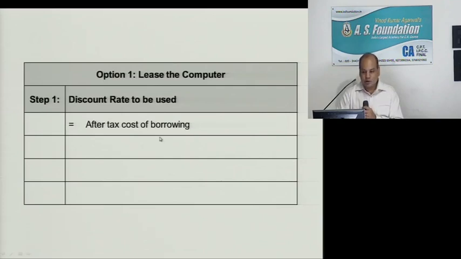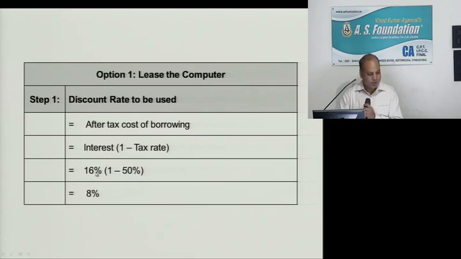There are 2 reasons for that. One is your cash flows are all predetermined, so the discount rate should not include risk premium. Second, cash flows are post-tax, so the discount rate should also be post-tax. Formula for computing after tax cost of borrowing: interest into 1 minus tax rate. 16 into 1 minus 0.5. So the answer is how much? 8%. Very good.